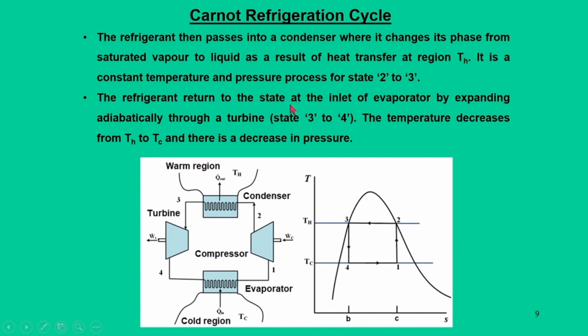Finally, the refrigerant returns to the inlet state of the evaporator by expanding adiabatically through a turbine. This process is taken from 3 to 4. In this process the temperature finally drops from Th to Tc, so there is a decrease in the pressure. So what we can say is that the entire cyclic device operates between two temperatures, Th and Tc, and it operates in a cyclic manner.